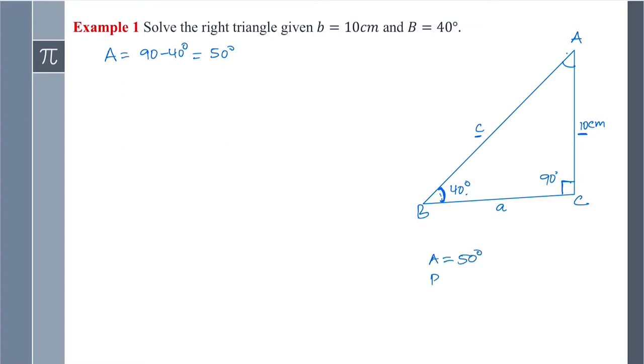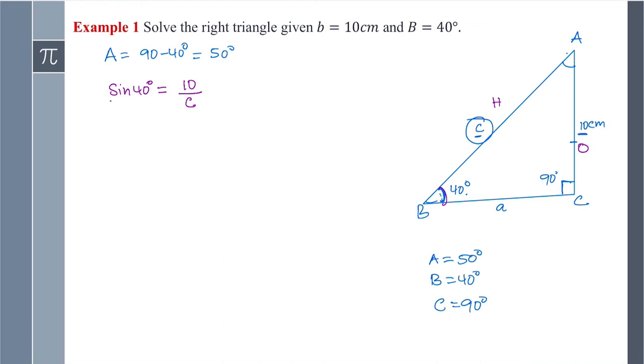And we are given angle B equals 40 degrees, and we know that angle C is 90 degrees. So we have all three angles. Now we need to find sides. So let's go ahead and find C. In order to find side C, let's use this angle B and this side here. Using angle B, this is the opposite side and this is the hypotenuse. So we have to use sine of 40 degrees equals opposite, which is 10, divided by hypotenuse, which is C.